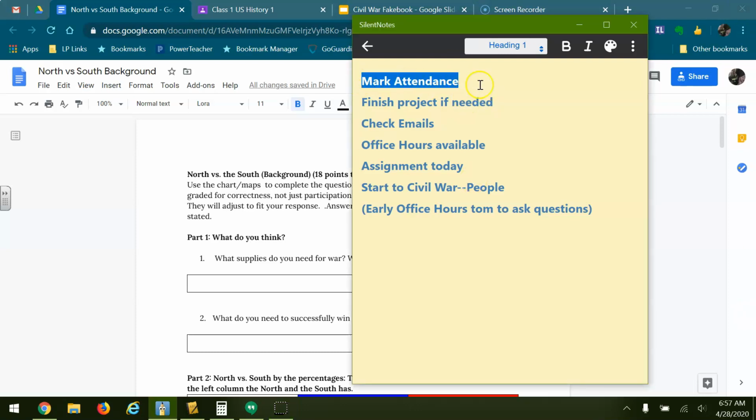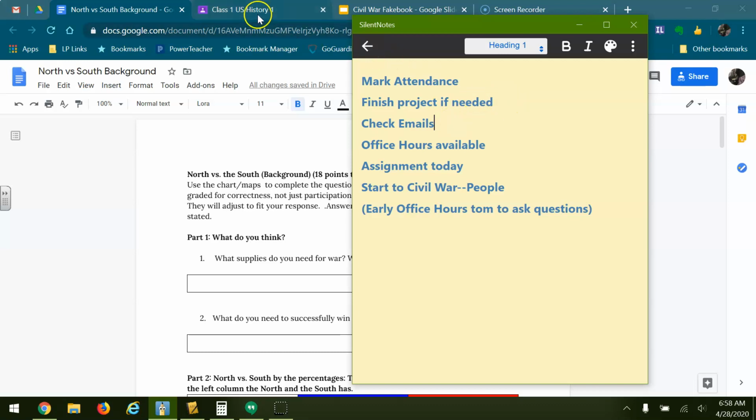Some general reminders. Please mark your attendance. I know some of you have been emailing me and doing your work, and then I see you on the attendance list. So please don't forget to mark your attendance. Another thing, be sure to check your emails daily. I've seen some of you have 700 unopened emails in your inbox. Please clear that out. If teachers need to get a hold of you, the first way we will do that is via email.